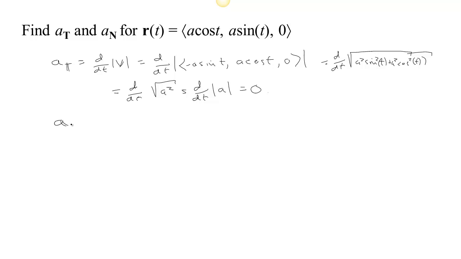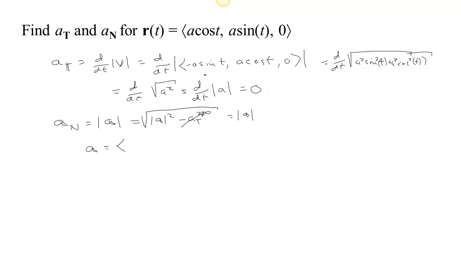So our normal acceleration will actually just be the length of the acceleration vector, right? Because normally it's the square root of the length of the acceleration squared minus a sub t squared. But if a sub t is 0, then this term doesn't exist, and we just have the length of the acceleration.